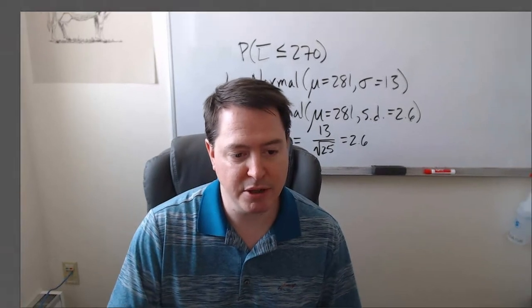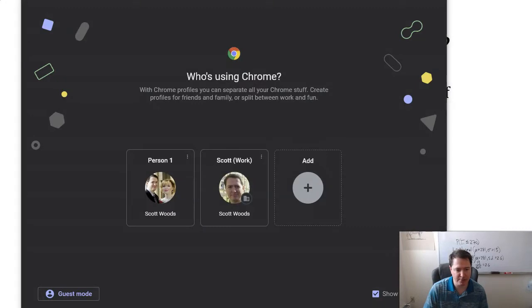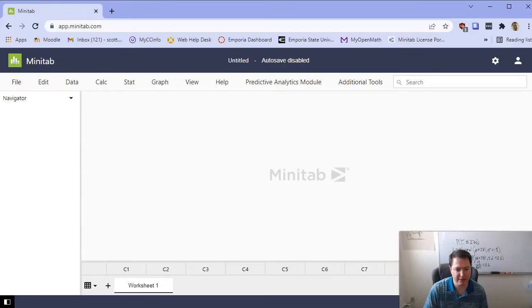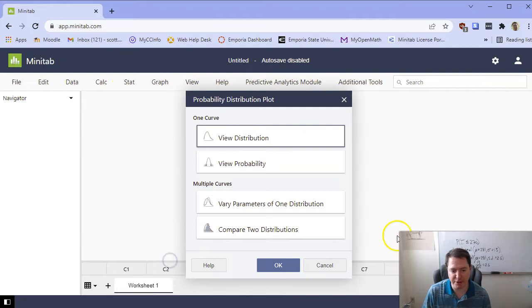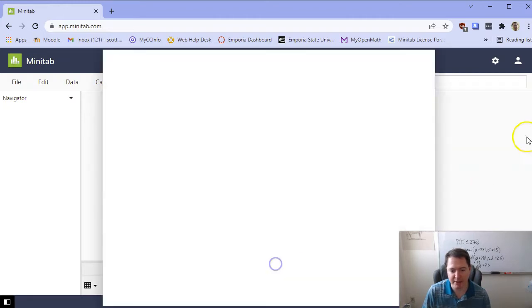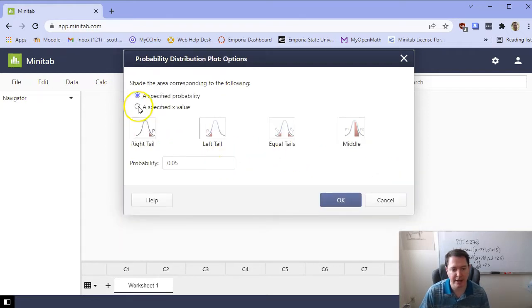But let me go ahead and quickly flip over to Minitab to get that. So if I go to Graph, Probability Distribution Plot, and View Probability, I have a normal distribution with a mean of 281 days and a standard deviation of 2.6, and I want to find the probability of being less than 270.